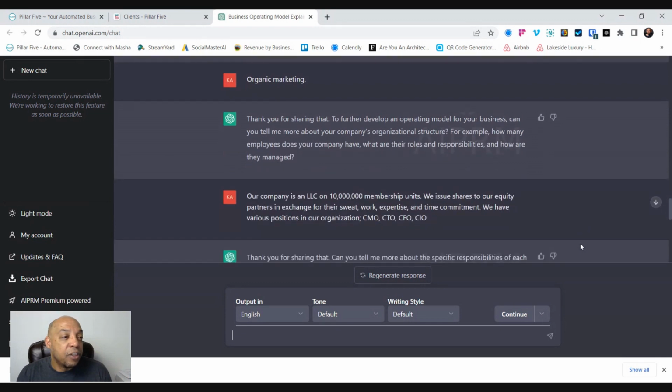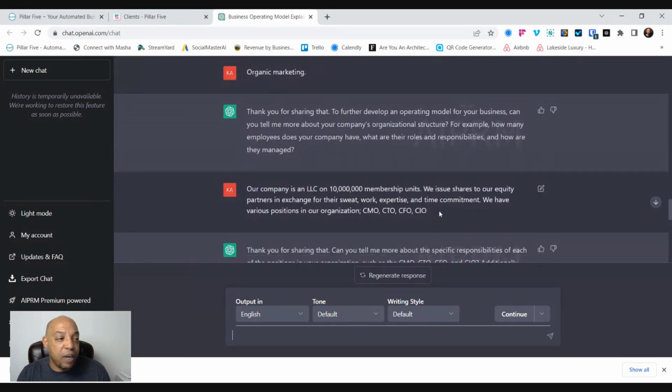Okay. So now we had to go through and drop in organizational positions. If I'm following Pillar 5, it would have already told me what the organizational positions are that I need.